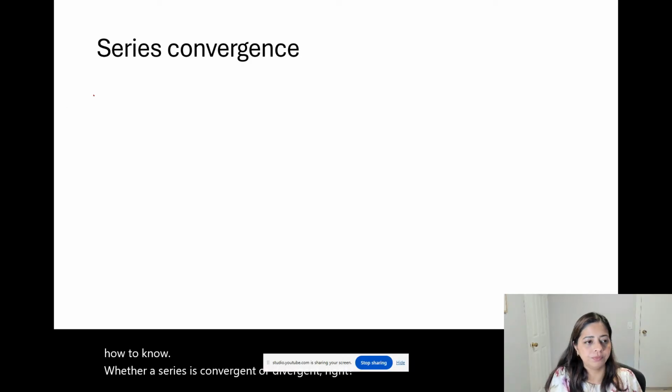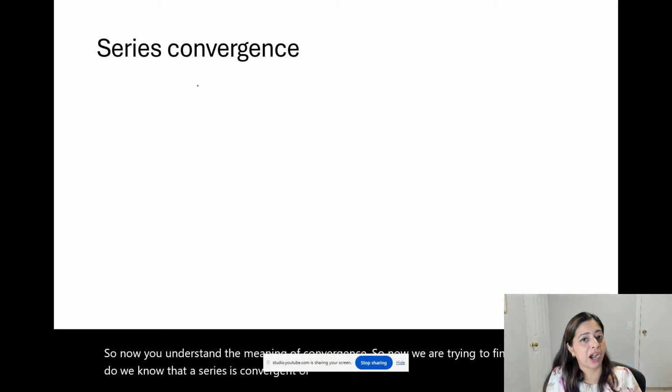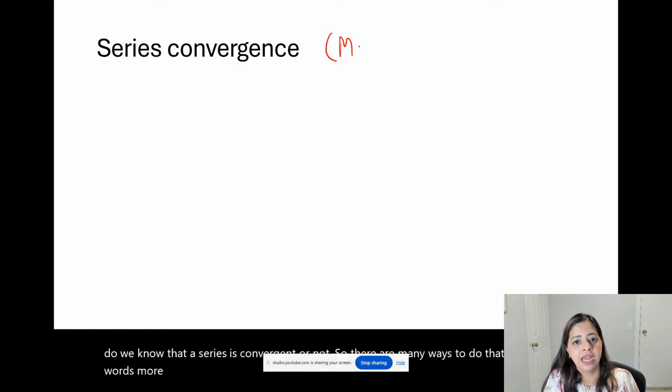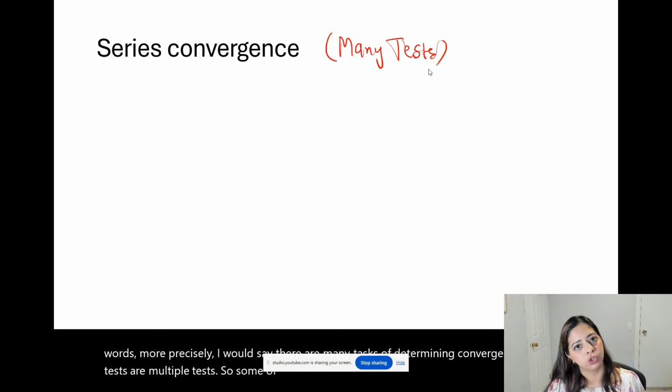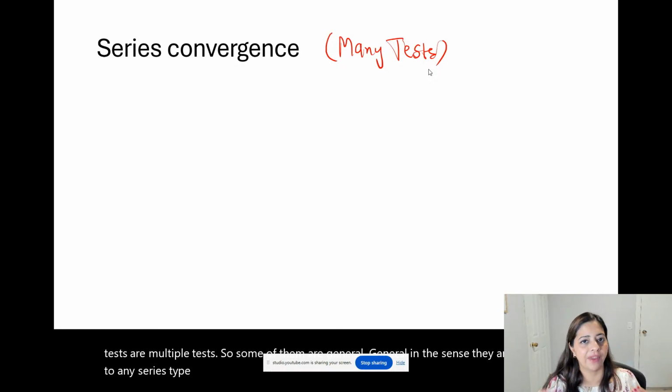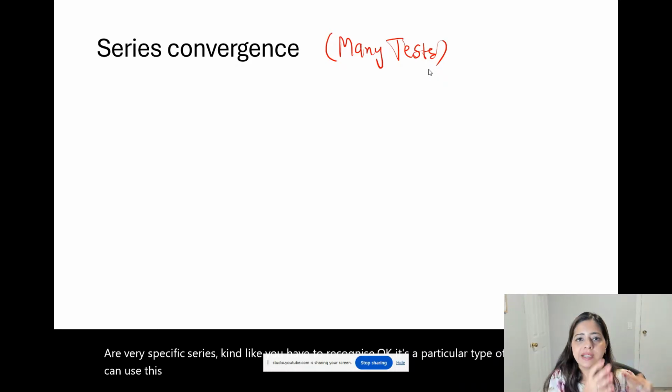So now you understand the meaning of convergence. So now we are trying to find out how do we know that a series is convergent or not. There are many ways to do that, or in other words, more precisely, I would say there are many tests of determining convergence, multiple tests. Some of them are general in the sense they are applicable to any series type, and most of them are very specific to a series kind. Like you have to recognize, okay, it's a particular type of series, so I can use this test, or it's a different series, I can use this test.